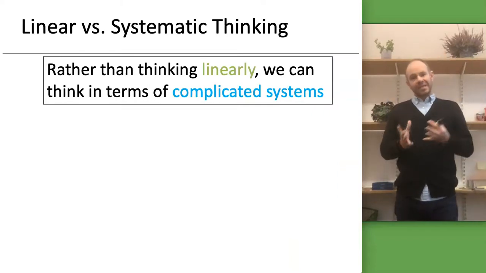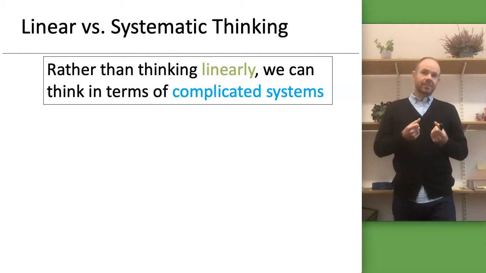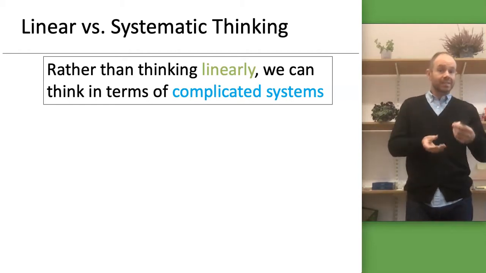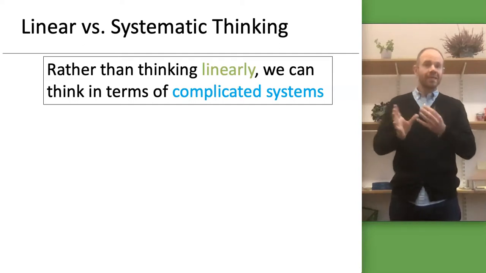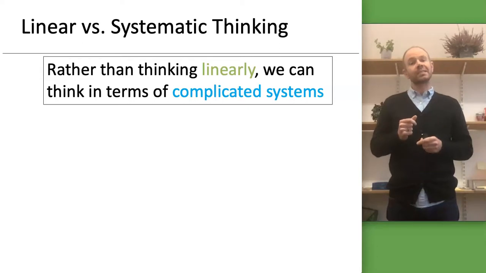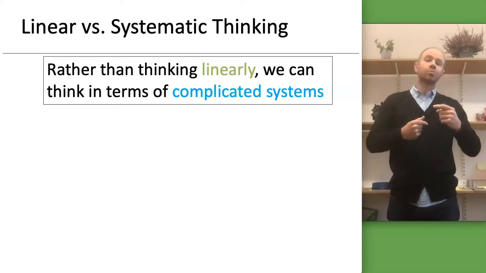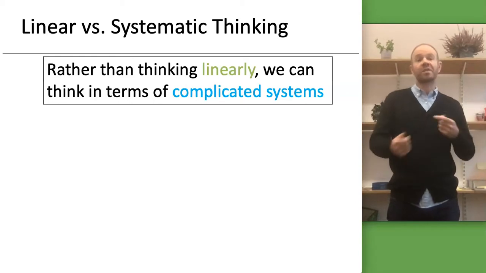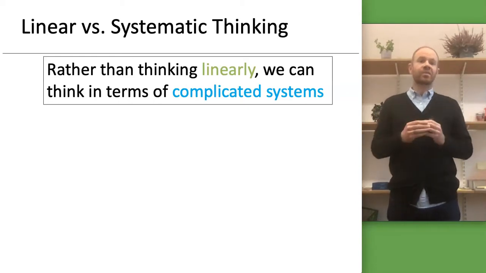So systems thinking really can be thought of as, rather than thinking linearly, thinking in terms of complex systems. So this idea of linearity, that things operate more in a vacuum, versus these intricate loops that are connected to other intricate loops that are connected to other intricate loops of inputs and outputs and all these types of things.